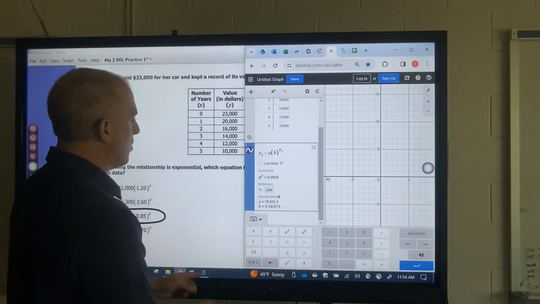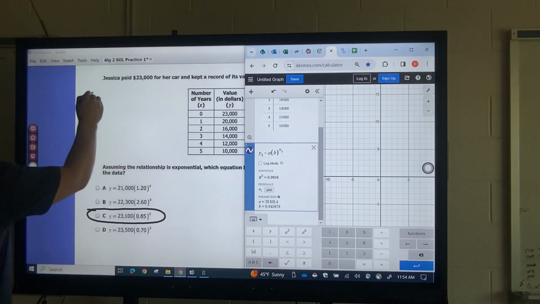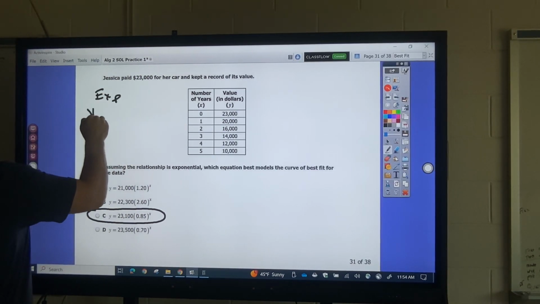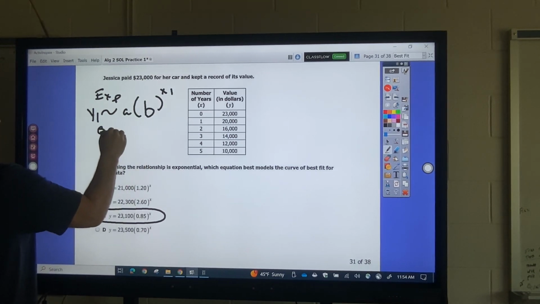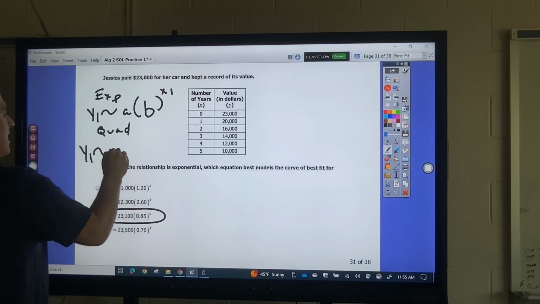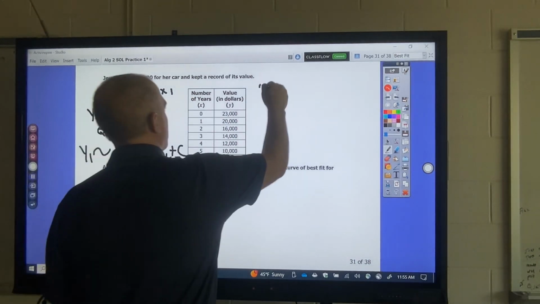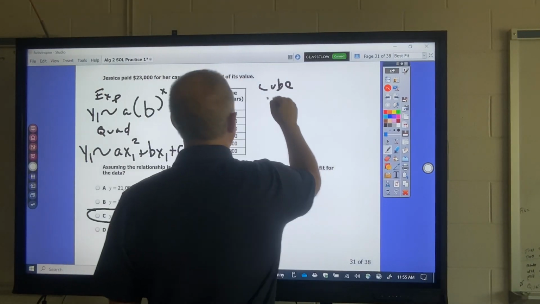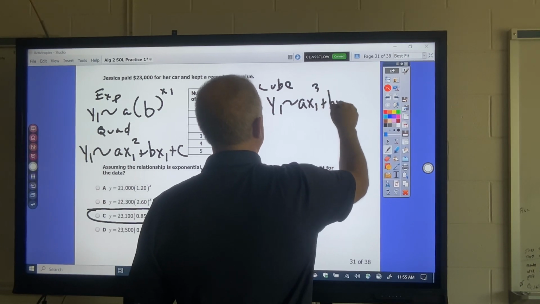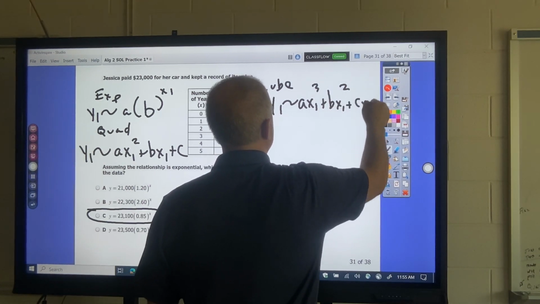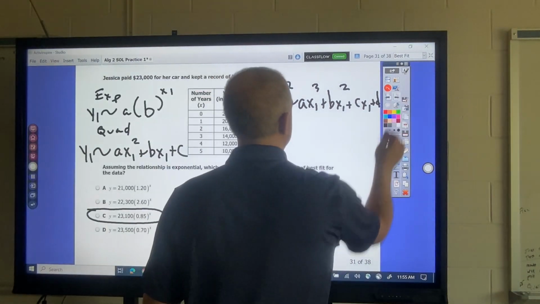So you have to know that anytime you have the x and y, that's the standard equation. For exponentials, it would be y1, A, B, x1. For quadratic, it would be y1, ax1 squared plus bx1 plus c. For a cube, it's going to be y1, ax1 cubed plus bx1 squared plus cx1 plus d. And that's how you would type that in, depending on what the function is.